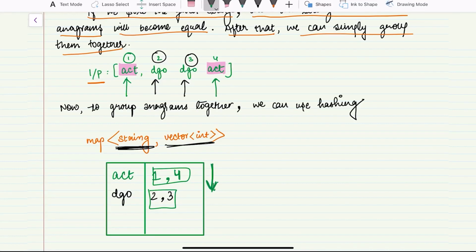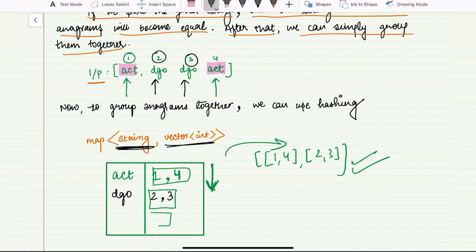Right, so here we have vector 1 and 4, and we have a vector 2 and 3. So we will push them into a vector and we will simply return this in our answer. Also, we will only put the vector in this resultant vector if it has a size greater than 1. If the vector has a size of just 1, then that means there is no anagram present for that particular string. So we can simply ignore that.